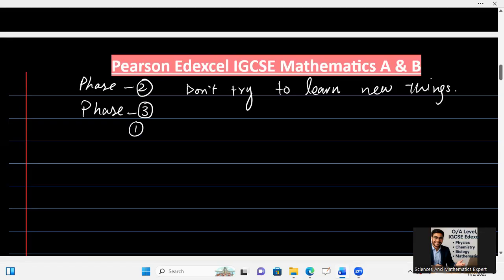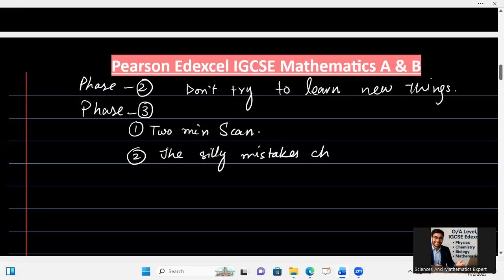The first step will be the 2 minute scan. As soon as you start, scan the entire paper and identify the questions you can do immediately. This builds confidence and helps you to plan your time. And number two will be the silly mistakes checklist. And then I will say revise as you go.